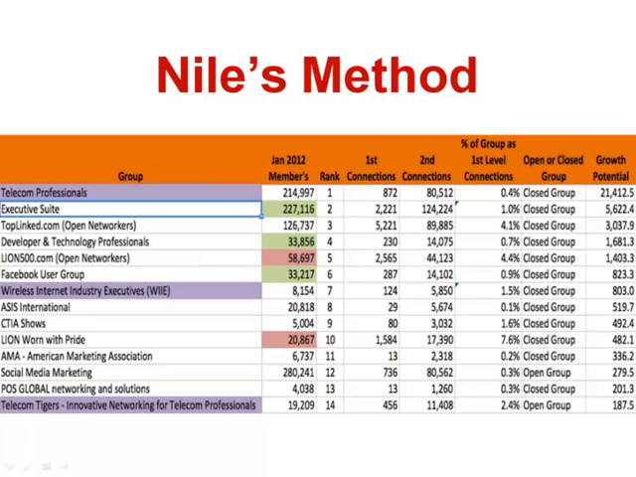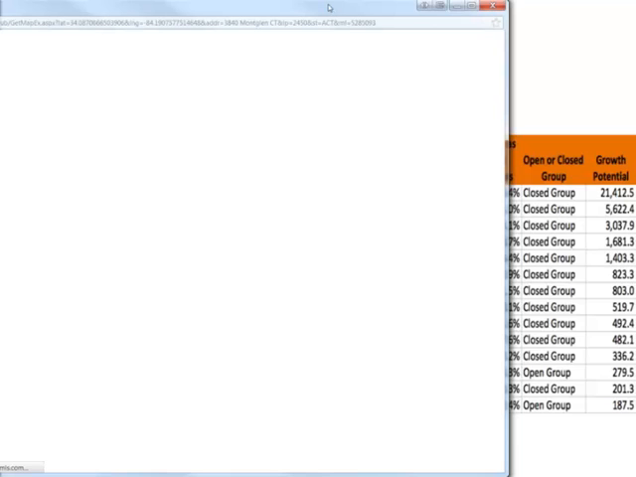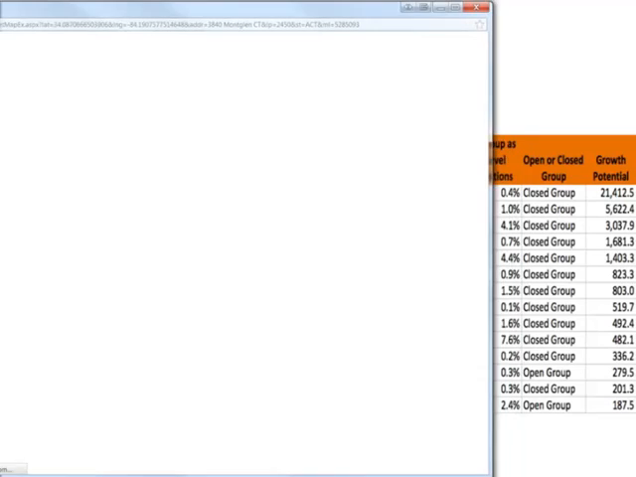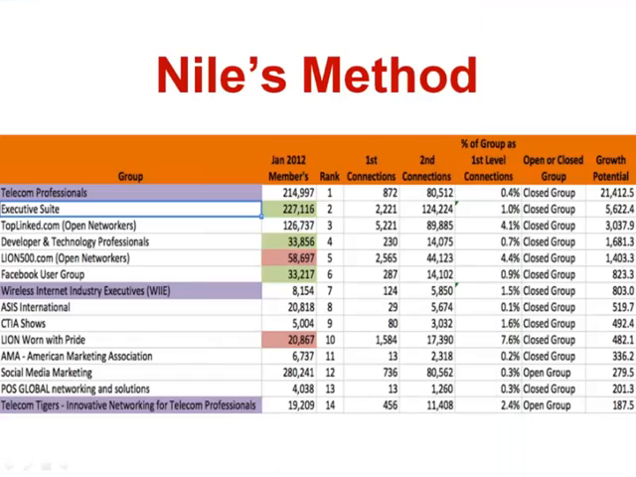And then I look at the percentages. What's my percentage of the total group that I'm connected to with first degree connections? The last column is a percentage column, and it's the growth potential represented as a percentage that I have in the group. If I look at this one particular group for my niche, telecom professionals, there were might as well say 15,000 members. I had 872 first level connections in that group. So obviously I had a huge amount of growth that I could attain there.